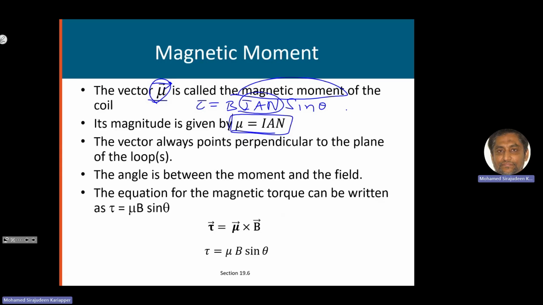So the magnetic moment has a value given by the expression IAN, and it is also a vector. It is perpendicular to the plane, but you have two choices, and you get rid of one by applying this right hand rule. It's always perpendicular, but you should know how to get the right direction. Now, this is mu, so I can write the magnitude of the torque as mu B sine theta. Now, let's see how torque itself is a vector.